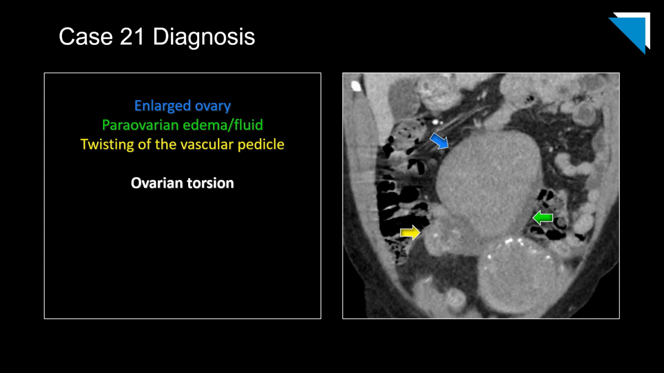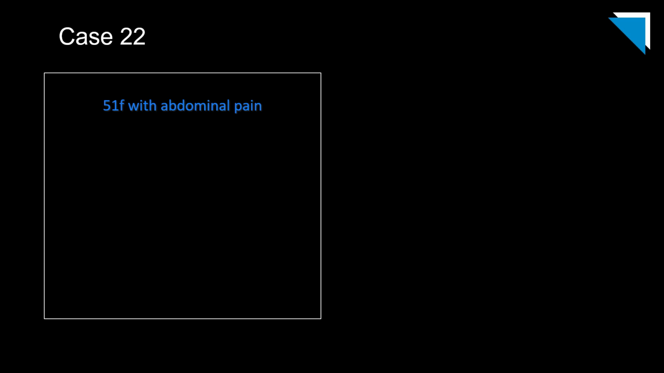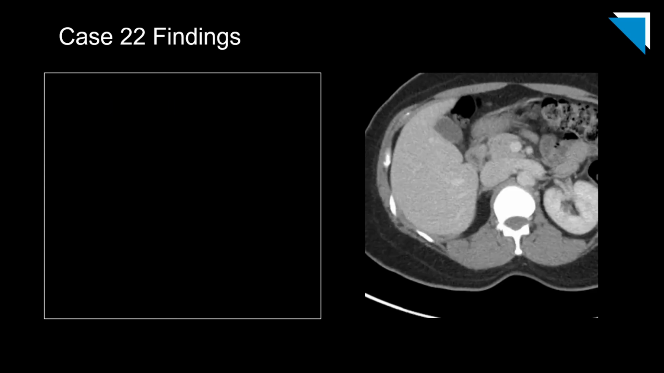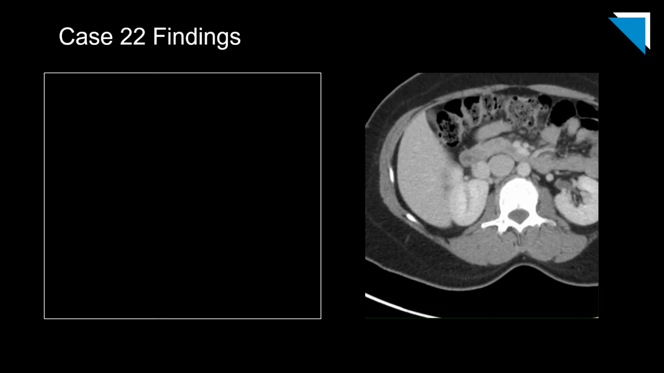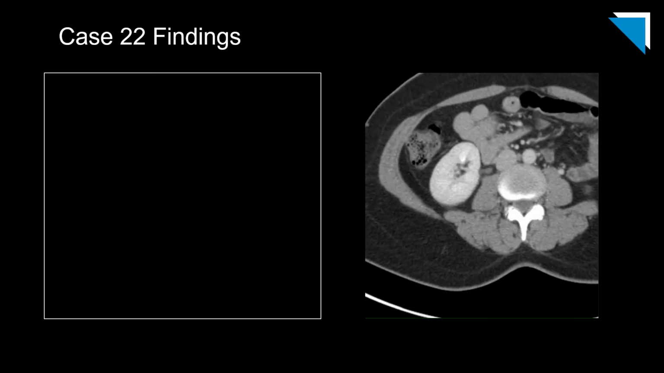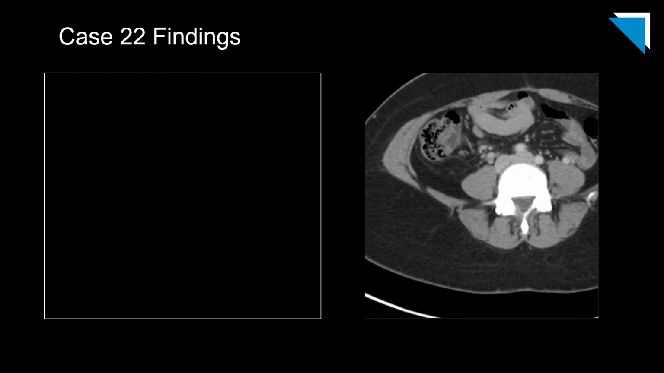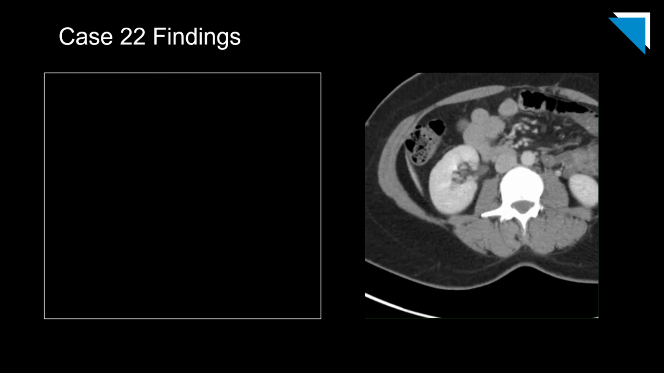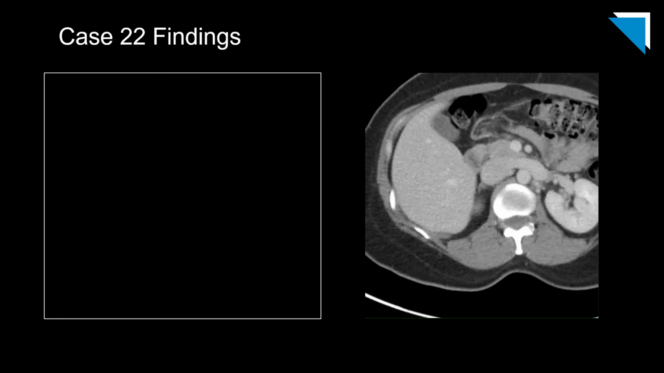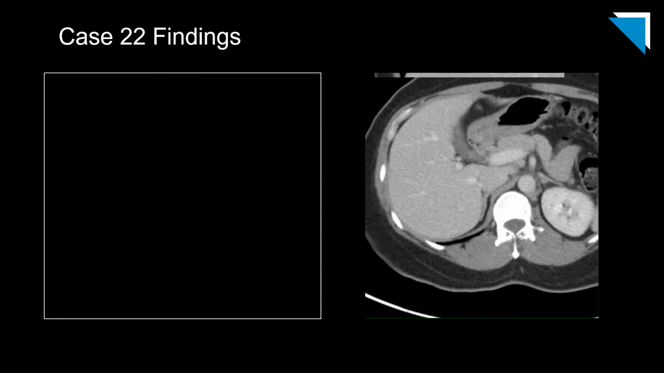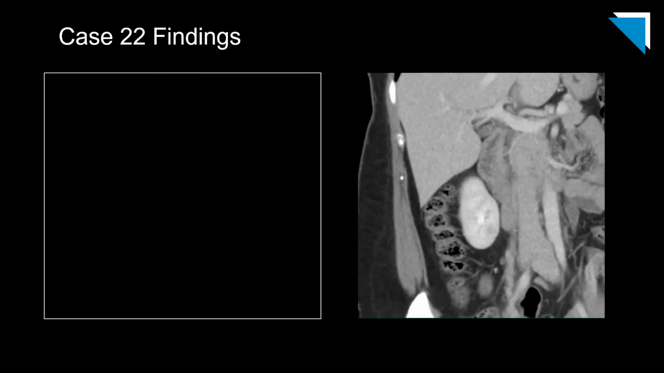this case. I'm sure you can all appreciate how easy it would be to mistake this finding for a large pedunculated subserosal fibroid. Our next case is a 51-year-old woman with abdominal pain. Let's review the axial images from a contrast-enhanced CT scan of the abdomen and pelvis. And the corresponding coronal images.